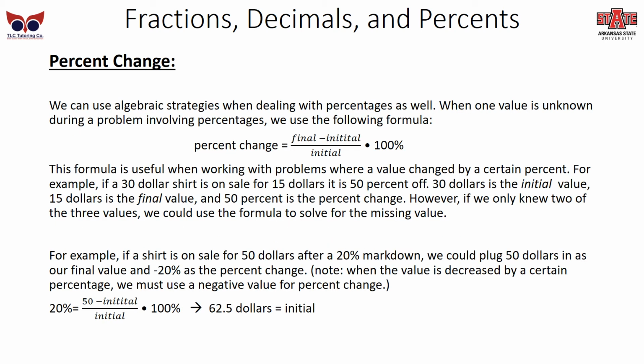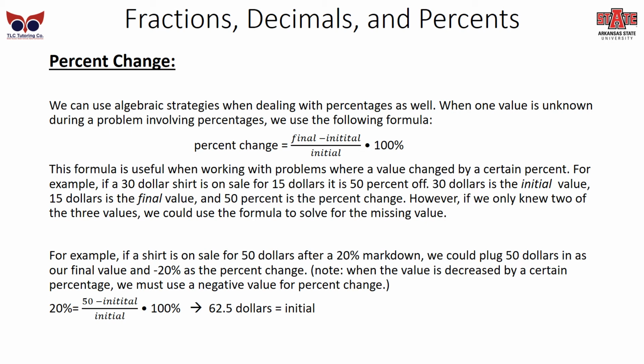Now, percent change: we have algebra strategies when we're dealing with percentages. So when one value is unknown, we use this formula. Percent change is the final number minus the initial number, divided by the initial number, times 100. This is the formula when you're talking about a value change from a certain percent. So let's say you have a $30 shirt that is on sale for $15. You say it is 50% off. We've all liked to get a good deal. $30 is the initial value, 15 is the final, and 50% is the percent change. But if you only knew 2 of the 3 values, percent change, final, and initial, you could use this formula to find the missing piece.